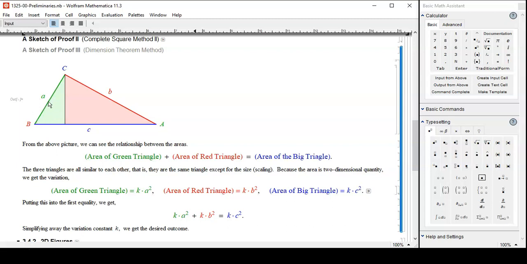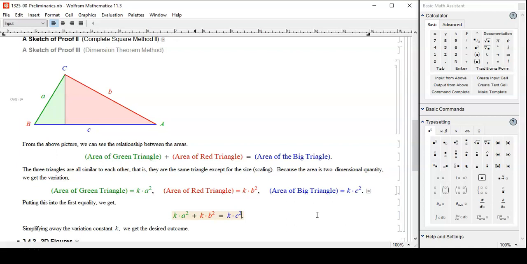For the green triangle, a is the hypotenuse. For the red triangle, b is the hypotenuse. For the big triangle, c is the hypotenuse, and they're all not congruent. They're all similar. So add them all up, and what do you get? k a squared plus k b squared is equal to k c squared, and the k's cancel out. You get the Pythagorean theorem.